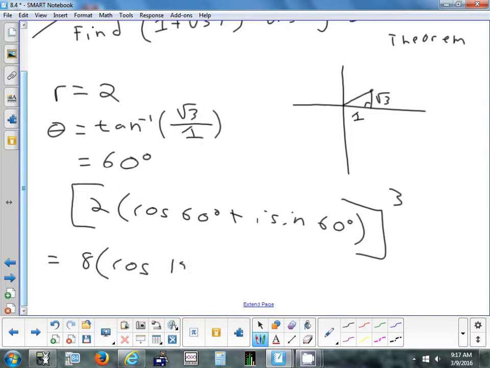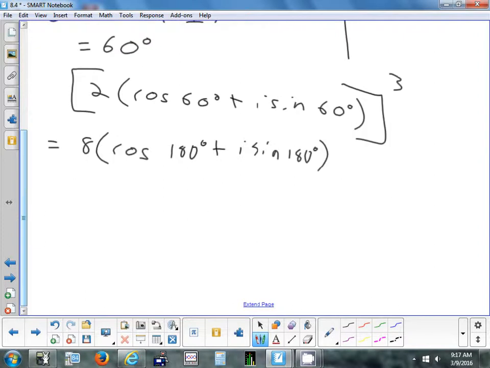180. That's it. So we just cubed that complex number. Now, whenever your angles are multiples of 90, they have very nice answers if we do it out, like zeros, ones, and negative ones.